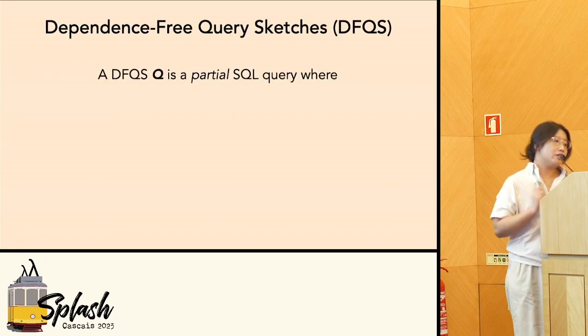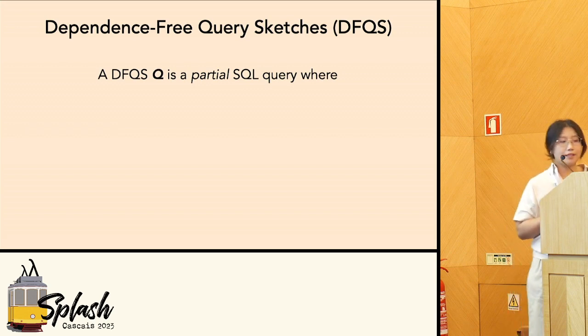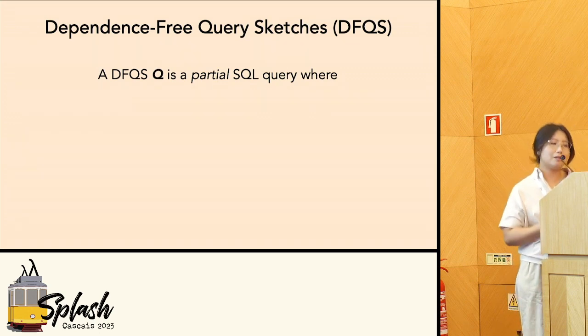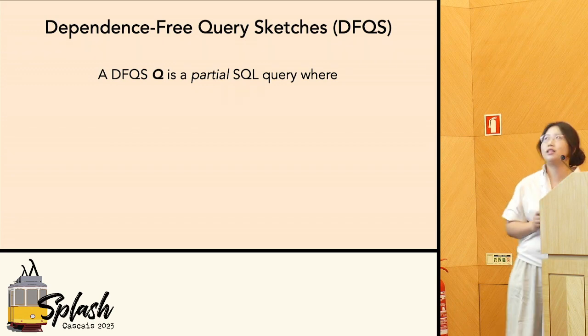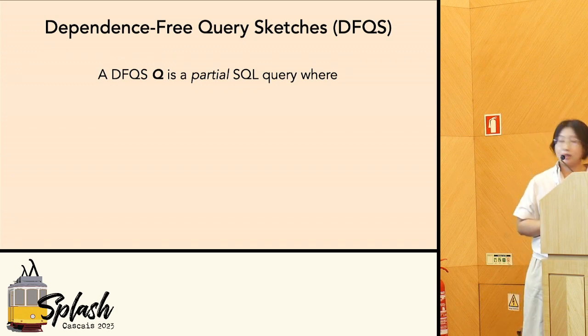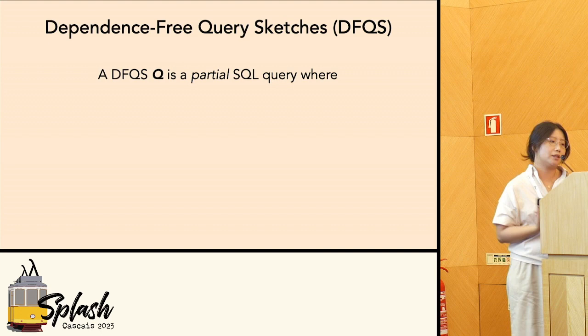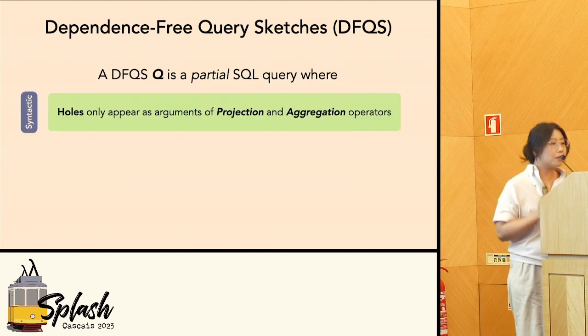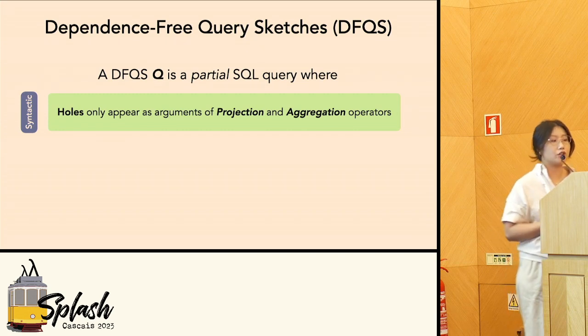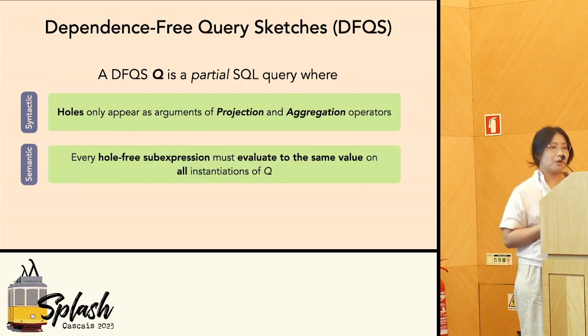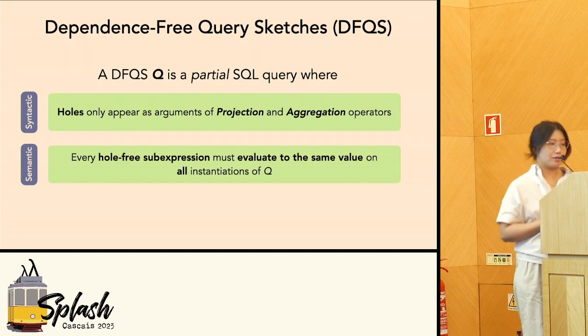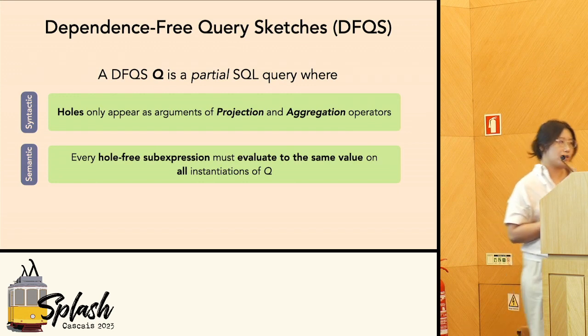We operationalize these observations in an algorithm that takes advantage of what we call a dependency-free query sketch, or DFQS for short. A DFQS is a partial SQL query which has two key properties. One we call a syntactic property, and one we call a semantic property. The syntactic property restricts where holes can appear in the program to only projection and aggregation operations. The semantic property ensures that complete sub-expressions of a DFQS must evaluate to the same value on any completion of the DFQS.